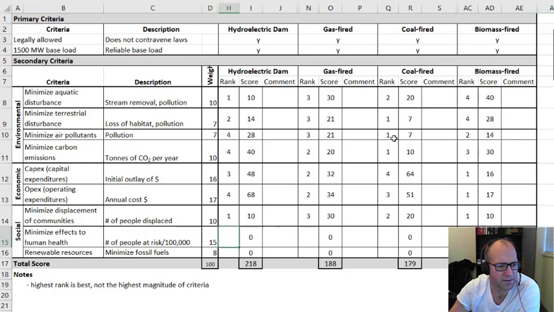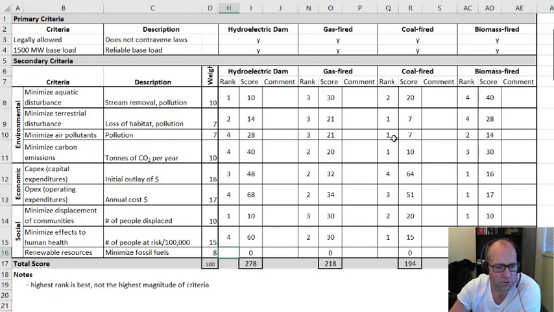Next, minimize effects to human health. Now this one would be hotly debatable, but for sure we can say that coal-fired power plants would be lowest on the list. Most likely we can say that gas-fired is second lowest. And then because biomass does have air emissions, it's probably second lowest with hydroelectric at the top.